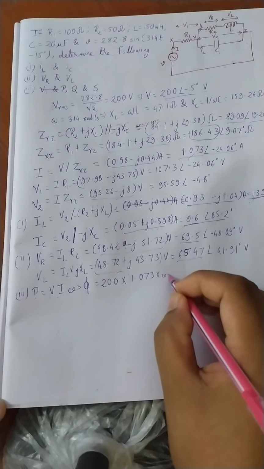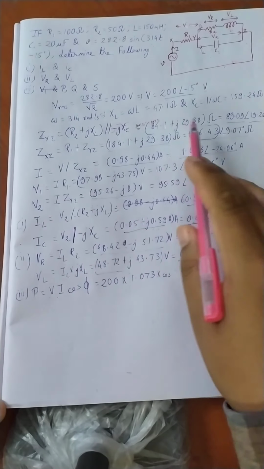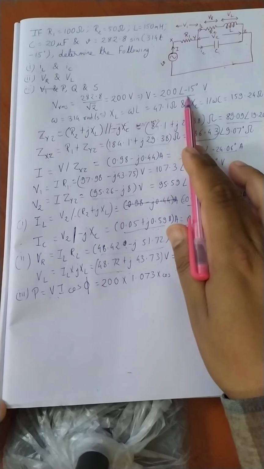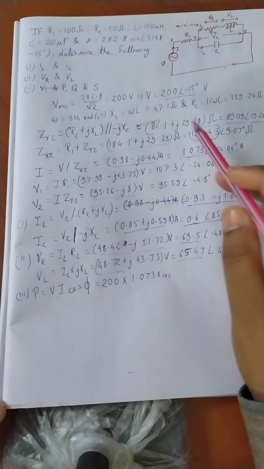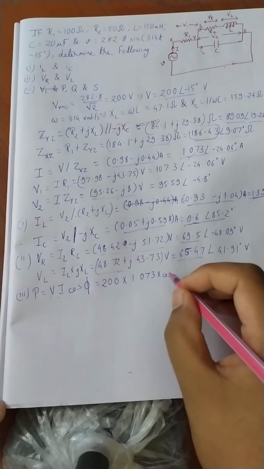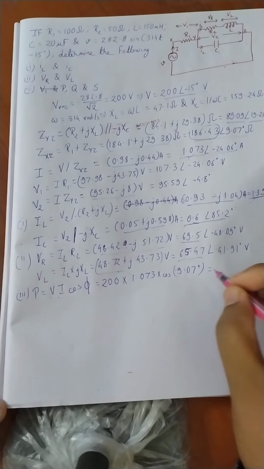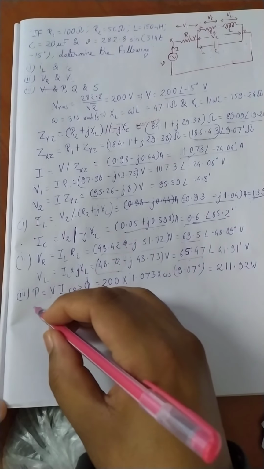And what about the cosine angle? It is the angle between voltage and current. So the voltage will be lagging by minus 15 degree. The current will be lagging by minus 24.06 degree. So this 24.06 minus 15 degree will be the phase difference between the voltage and current. So that is coming to be 9.07 degree. So solving that, we are going to get the value of P is equal to 211.92 watt.